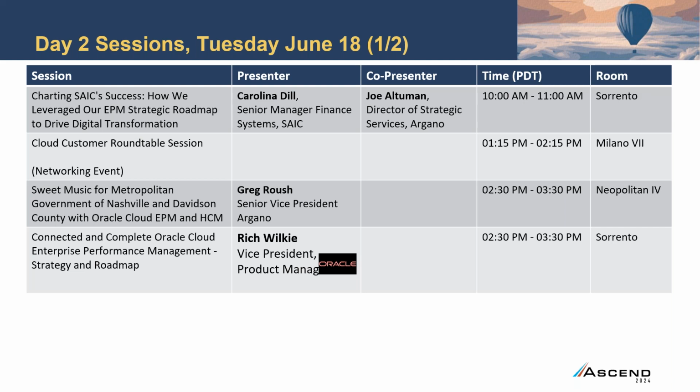So this is SAIC. They've done a roadmap. So they worked with Organo to do a roadmap of their path into the cloud, and they're going to walk through kind of what they learned in this, as well as kind of the decisions they've made and what they're going to do going forward as they work towards this implementation.